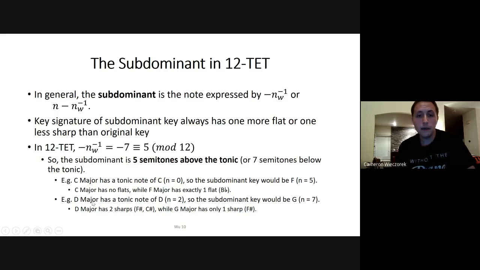The other way around, D major has a tonic note of D, so that's 2 in our representation. If you subtract 7 or you add 5, the subdominant key would be G, which is the 7th note in the scale. And going from D major to G major, you lose a sharp. The key of D has 2 sharps, an F sharp and a C sharp. The key of G only has 1 sharp in the key signature, which is F. So you're either gaining a flat in the first example or you're losing a sharp in the second example by going from tonic to subdominant.